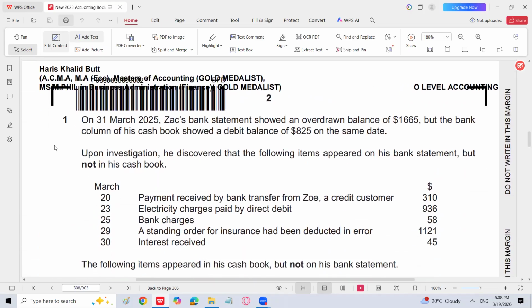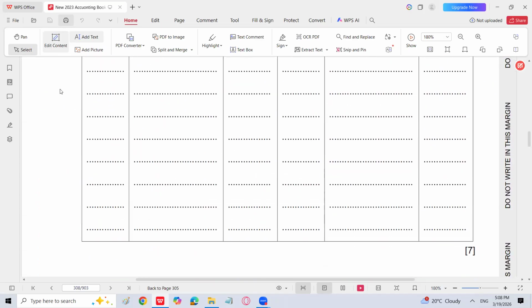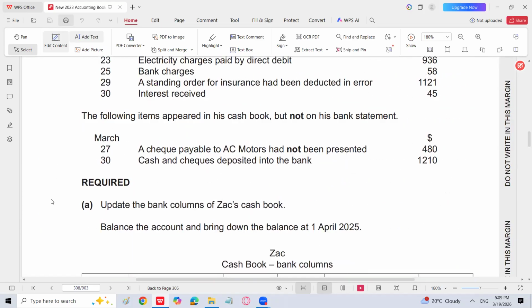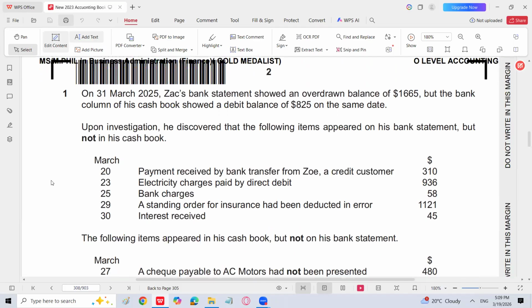Next question is basically this, and this has come in October, November 25, 22, just previous. On 31st March, ZEC bank statement showed an overdraft balance of 1665. Again, it is known as bank statement debit balance, but the bank column of his cash book showed a debit balance of 825 on the same date. Upon investigation, he discovered the following items appeared on his bank statement, but not in the cash book.